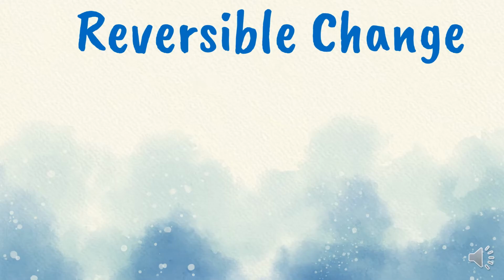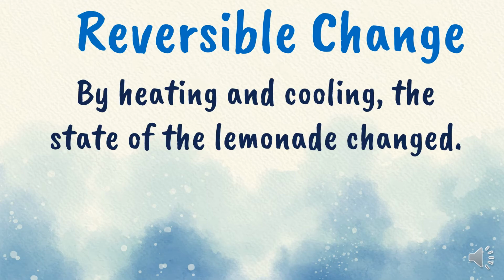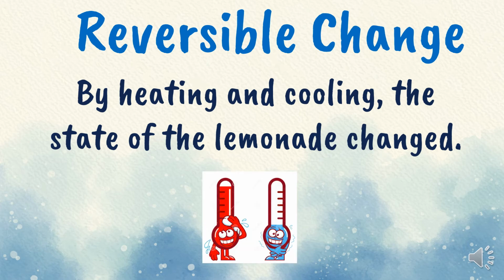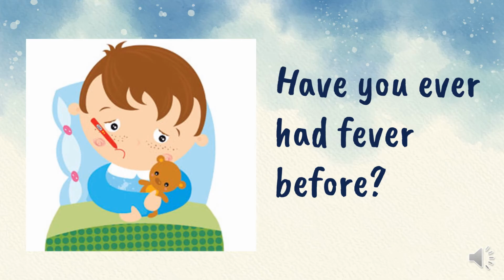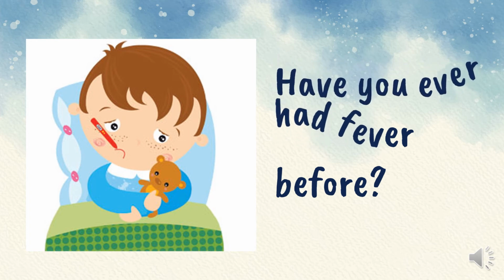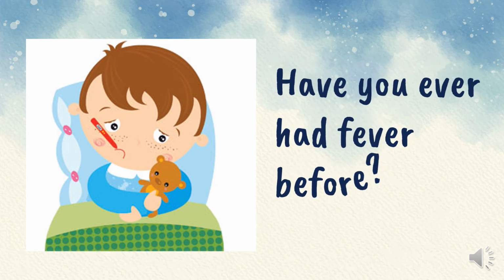I know that you now have a better understanding of what a reversible change is. You observed that by heating and cooling, the state of the lemonade changed. Did you notice that in the video, they measured the room temperature and the freezer temperature? Do you know what tool they use to measure the temperature? You're right. We call that a thermometer. I know that everyone is familiar with what a thermometer is. You use it to check if you have a fever or you're feeling sick.